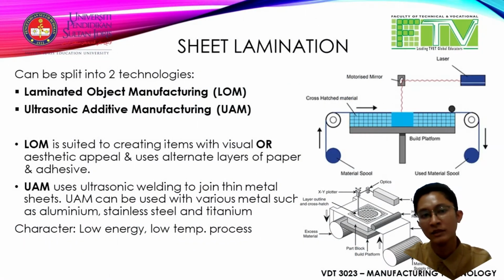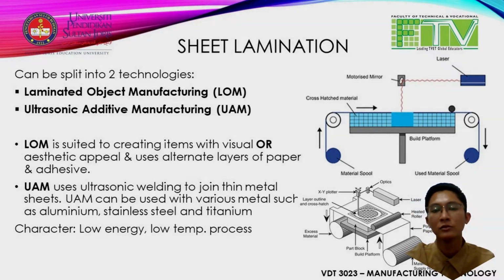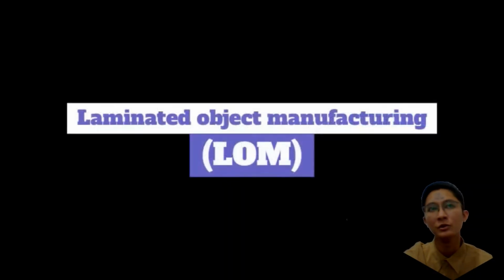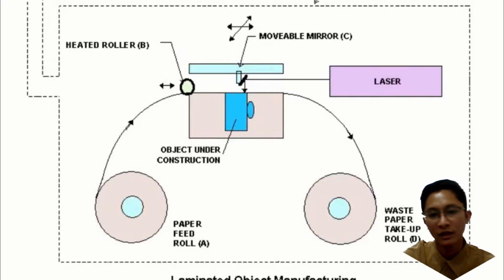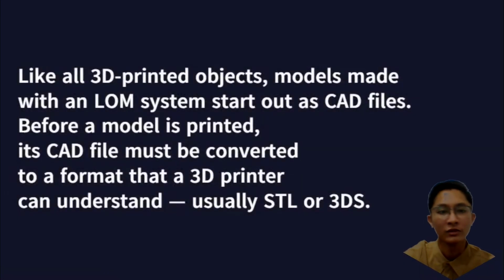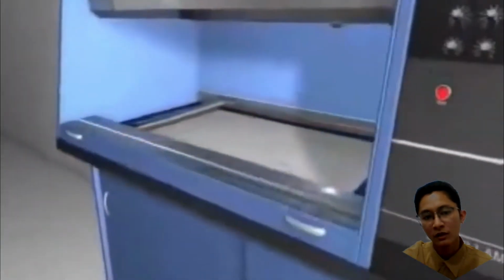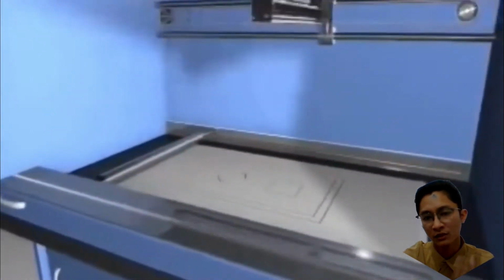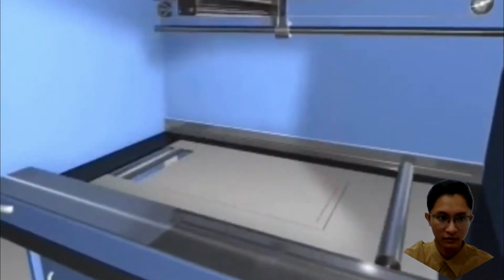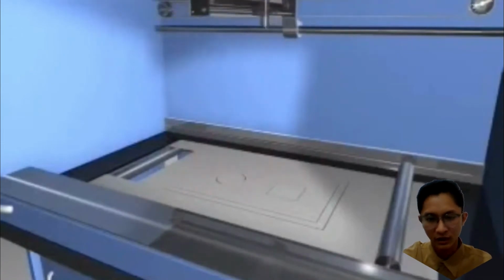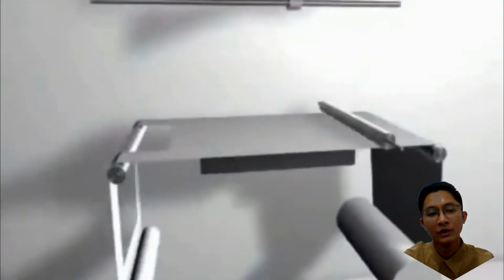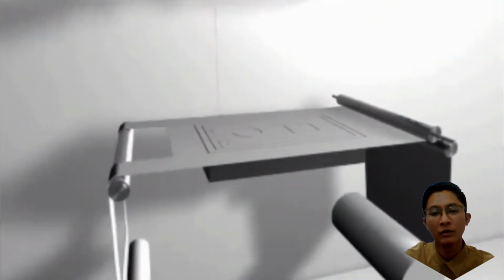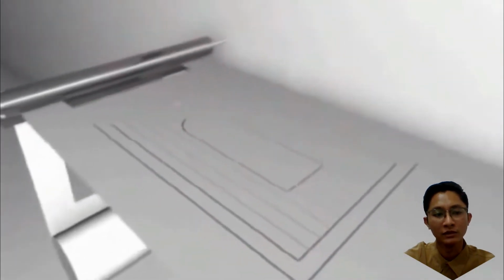Next is sheet lamination. Sheet lamination can be divided into two technologies, first is LOM and UAM. LOM stands for Laminated Object Manufacturing, and UAM stands for Ultrasonic Additive Manufacturing. The first one, LOM, is used to create items with visual or aesthetic appeal and uses alternate layers of paper and adhesive. UAM uses ultrasonic welding to join metal sheets.